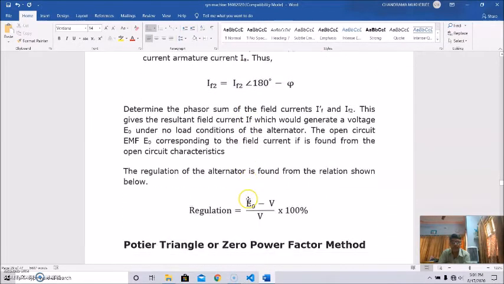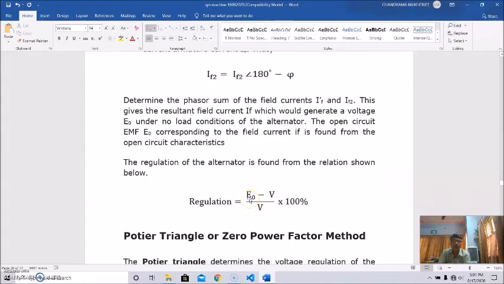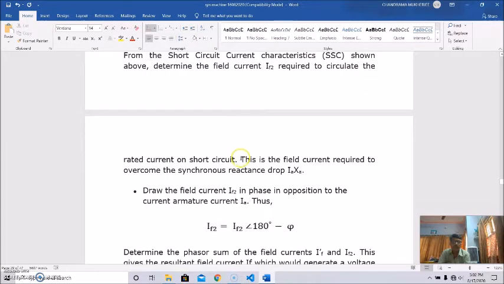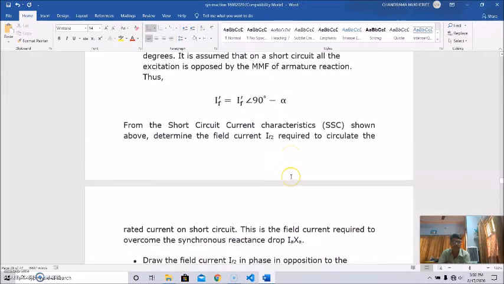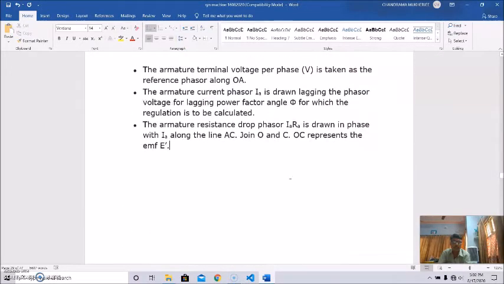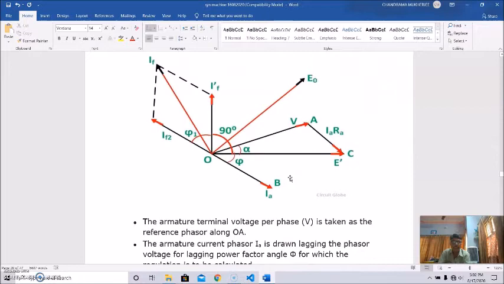Okay. Now, this is the field current required to overcome the synchronous reactance drop IAXA. So this field current is required for this synchronous reactance drop IAXA.